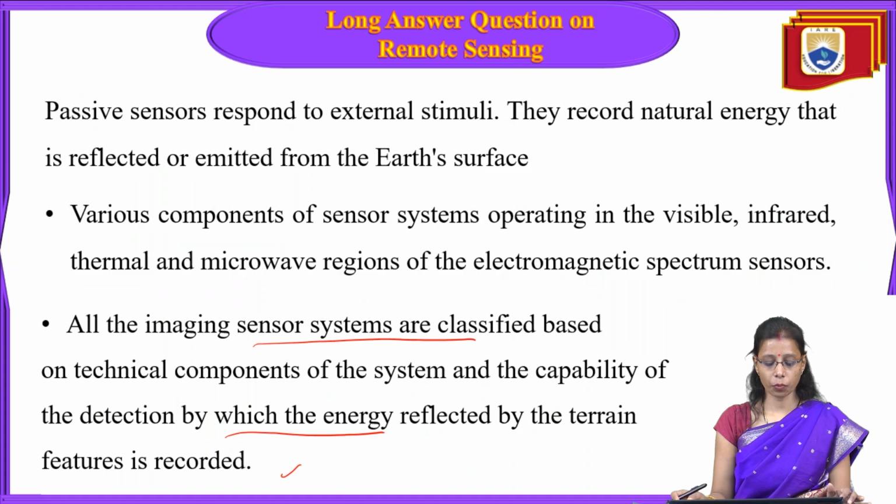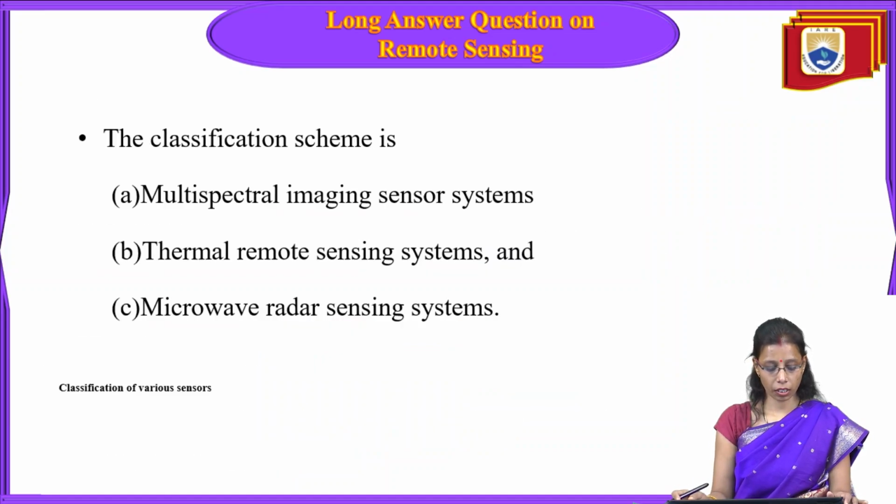Now, passive sensors respond to external stimuli. They record the natural energy that is reflected or emitted from the Earth's surface. Various components of sensor systems operate in the visible, infrared, thermal, and microwave regions of the electromagnetic spectrum. All the imaging sensor systems are classified based on the technical components of the system and the capability of detection by which the energy reflected by the terrain and features is recorded. Now the classification scheme: we have the multispectral imaging sensor system, thermal remote sensing system and microwave radar sensing system.